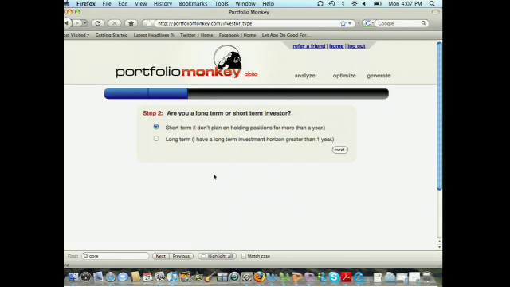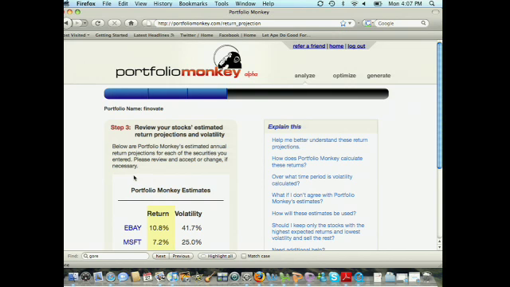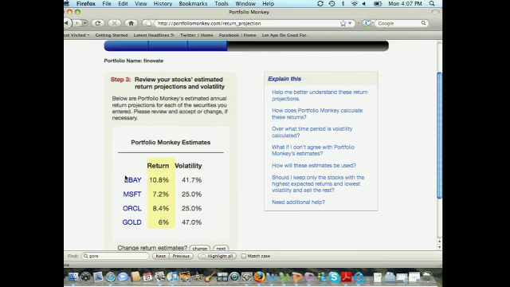Let's hit next. Let's say I'm a long-term investor, meaning I've got an investment horizon greater than a year. Now, what PortfolioMonkey has just done is calculated expected return projections and volatility estimates for each of the stocks I've entered in my portfolio. You can think of these return projections as required rates of return, which basically means this is how much these stocks should generate for the user, for the individual, to compensate them for their level of risk or volatility.